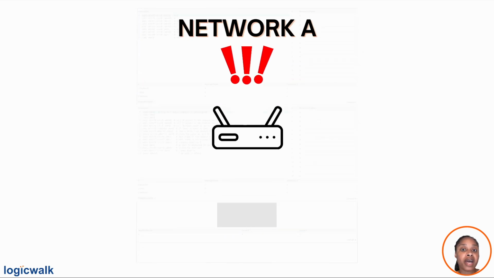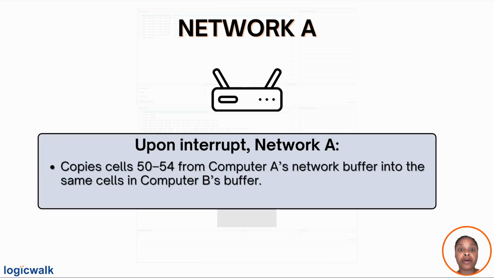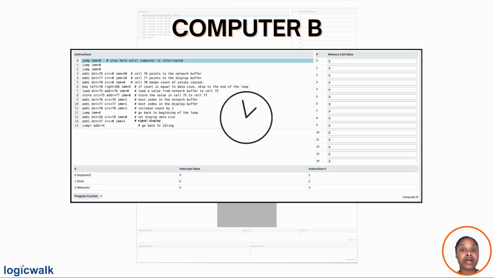When that signal arrives, it performs the following actions. It copies the data from computer A's network buffer cells 50 through 54 into the same buffer cells 50 to 54 on computer B, then alerts computer B by turning interrupt cell 2 on. Computer B stays idle at instruction 0 until it receives the interrupt from network A.